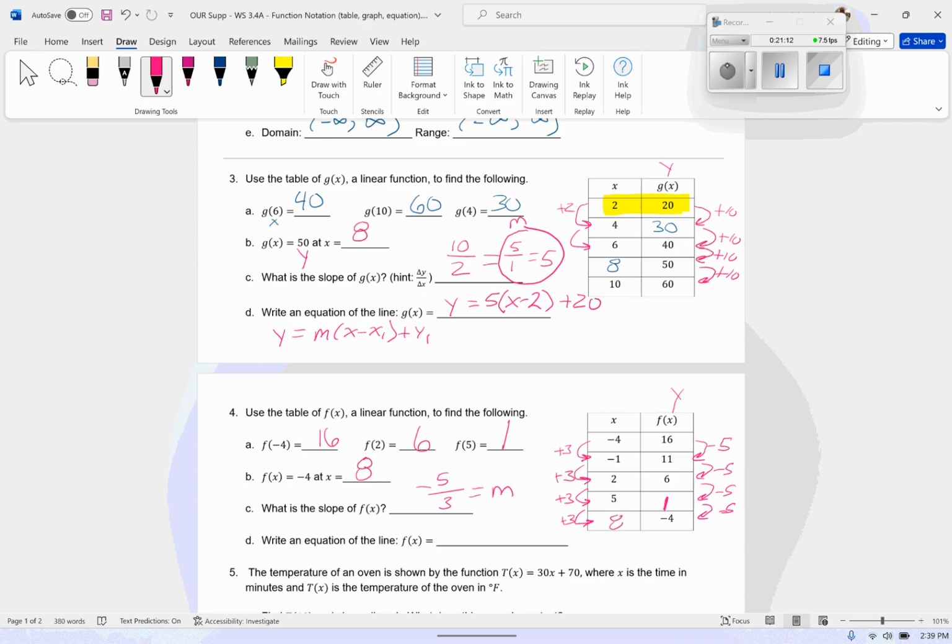All right, write the equation. So remember, again, we're going to use this equation. So I'm going to pick another point. I'm going to pick this point right here. Okay, I could have picked any of them. It's going to come out the same equation. So I'm going to get y equals -5/3 times x minus 5 plus 1.